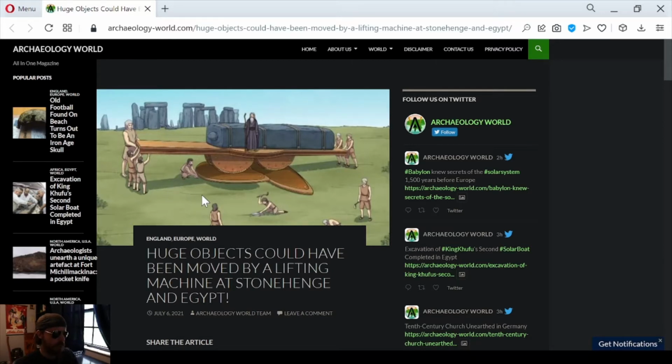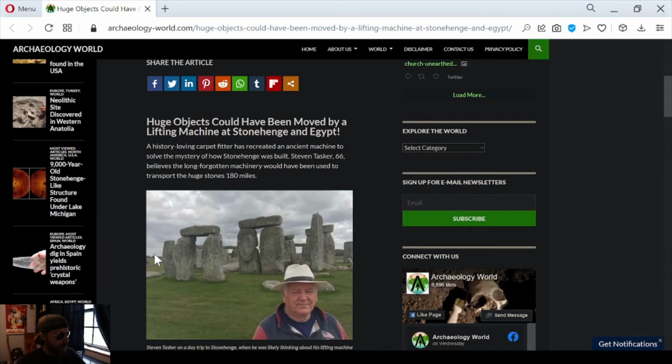All right, so huge objects could have been moved by a lifting machine at Stonehenge in Egypt. A history-loving carpet fitter has recreated an ancient machine to solve the mystery of how Stonehenge was built. So this is pretty cool. Check this out. Stephen Tasker, 66, believes the long-forgotten machinery would have been used to transport the huge stones 180 miles.